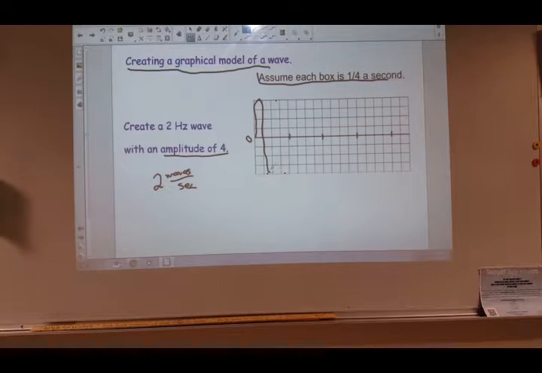Hopefully with your pencil it's going to look nicer than my attempt at using a mouse to write. Oh my goodness.